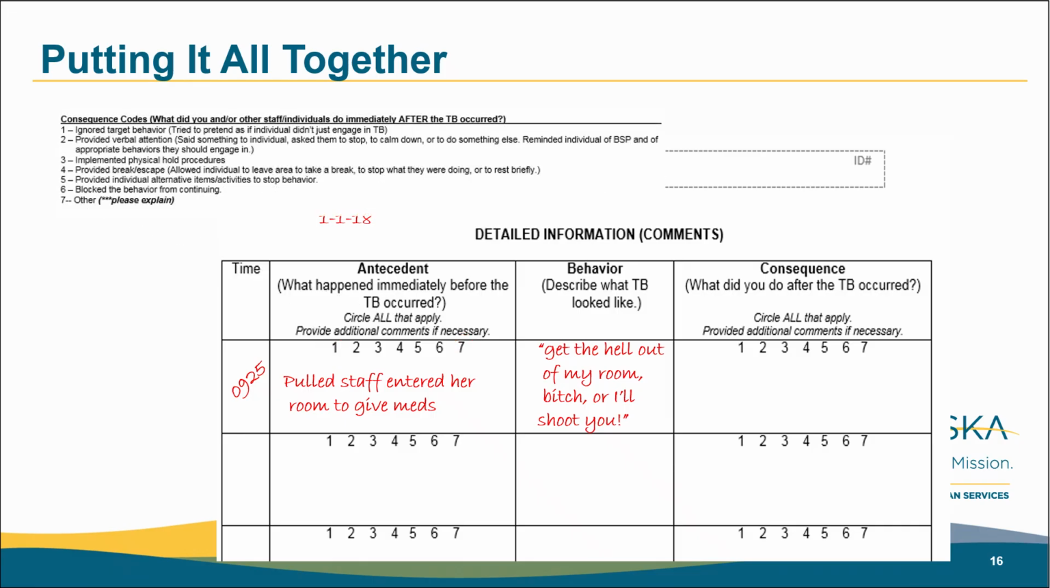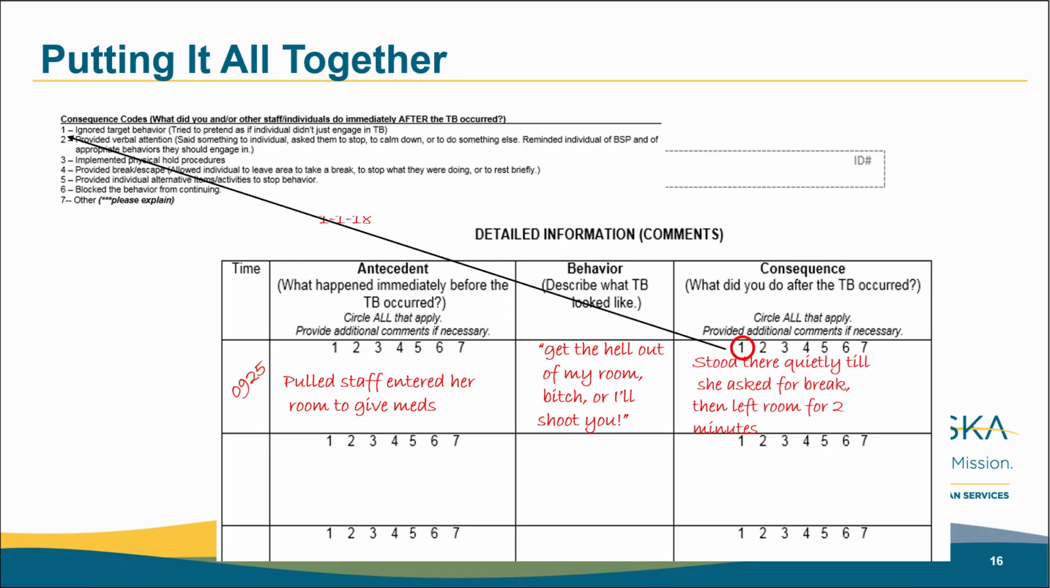And next we'll complete the consequence box. Here staff ignored the verbal aggression, which is consequence code number 1, and did not provide Betty with attention. Betty then calmed down and asked for a break, and staff followed the BSP and gave Betty 2 minutes alone, and that's consequence code number 4.